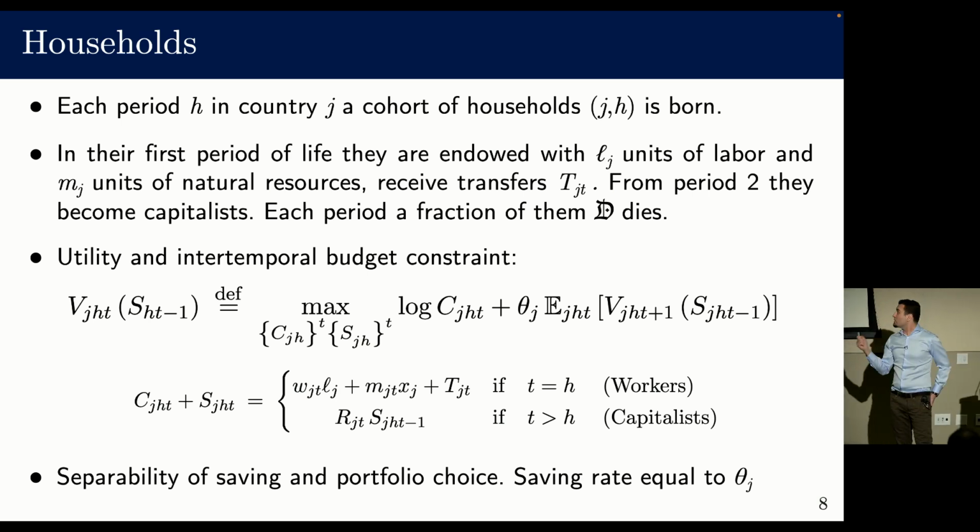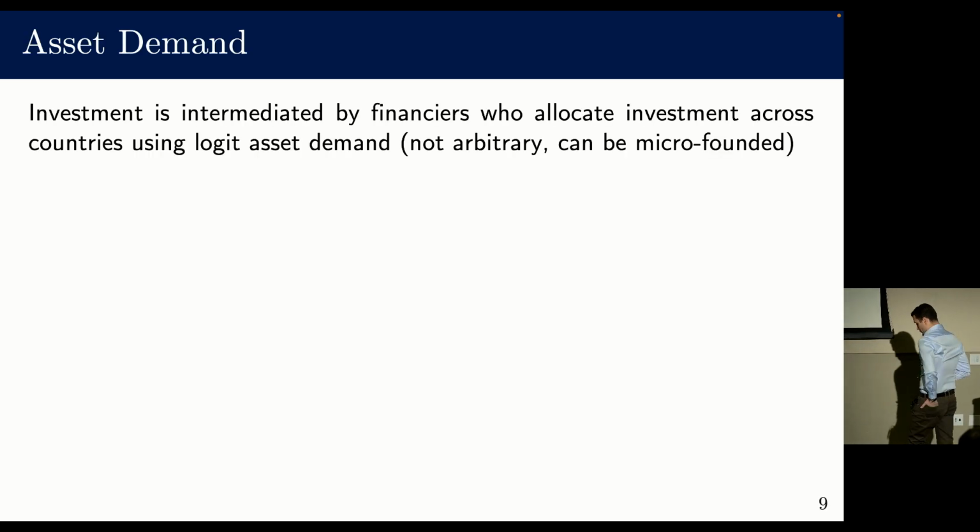Okay, so let's talk about the international asset allocation. So in the baseline model, we're going to assume that investment is intermediated by some financier that is specific to the origin country that allocates investment across the destination country using a logit function.